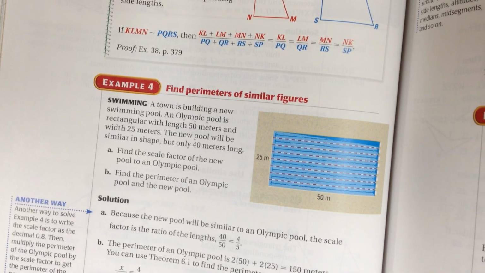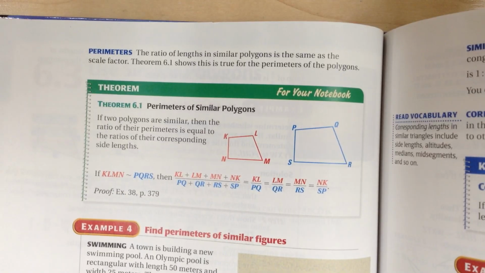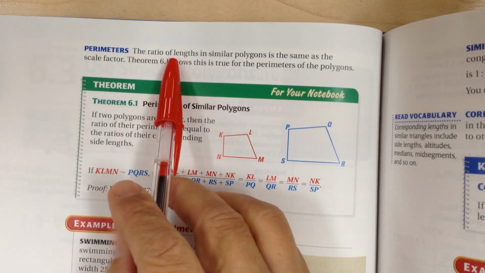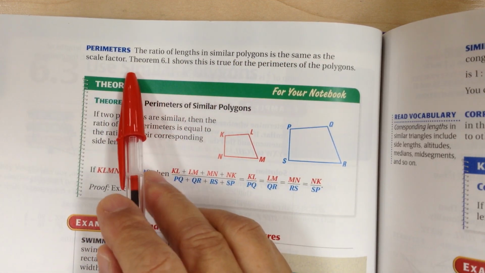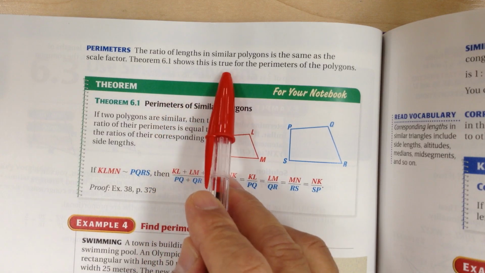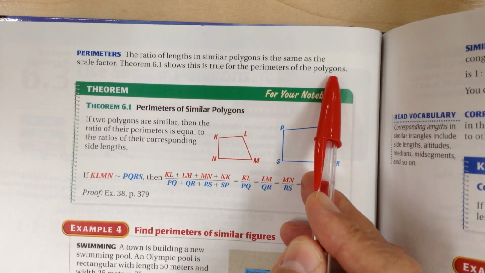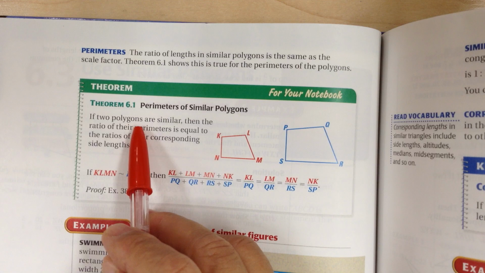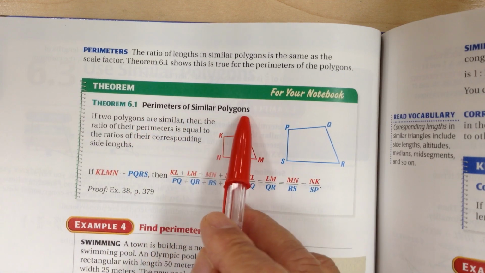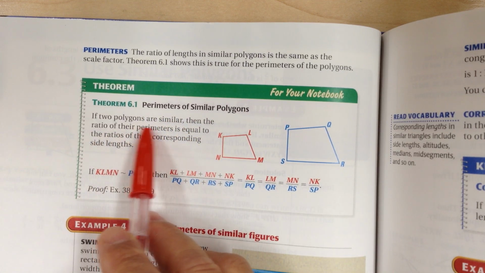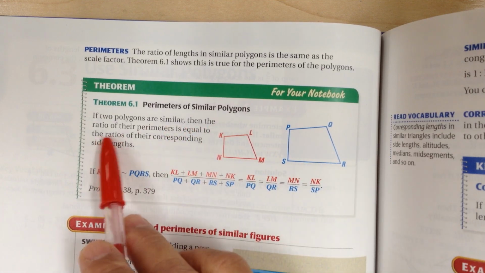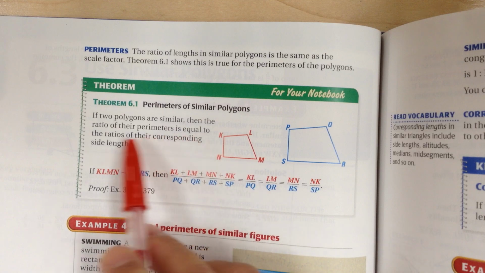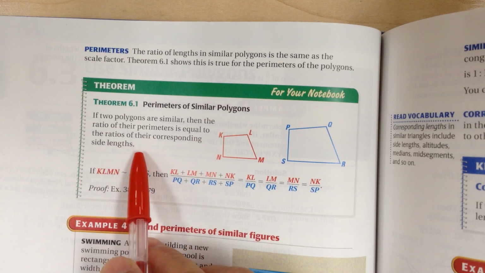Let's go to page 374, the perimeter. The ratio of lengths in similar triangles is the same as the scale factor. Theorem 6.1 shows this is true for the perimeter of a polygon. So over here, perimeter of similar polygons: if two polygons are similar, then the ratio of the perimeters is equal to the ratio of the corresponding side lengths.